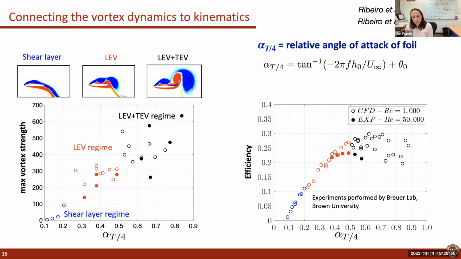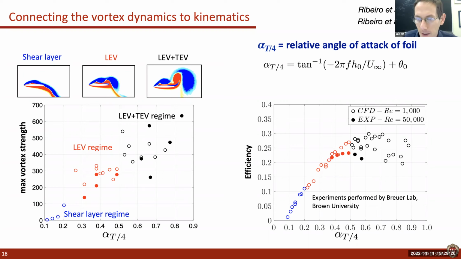If you look at the efficiency of the foil across these 3 regimes, no surprise that the shear layer is giving us low efficiency. And then as you venture higher into this LEV regime and LEV and TEV regime, we're operating in this optimal efficiency region. And again, we are just seeing relatively consistent comparisons across CFD and the experiments.